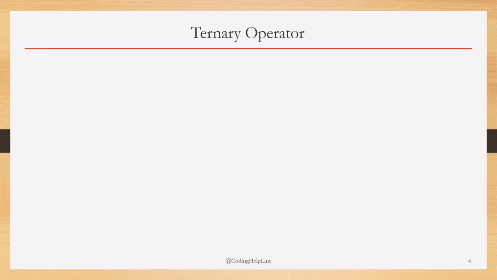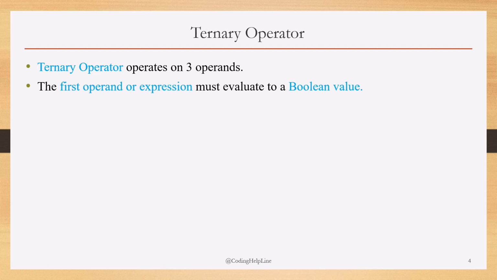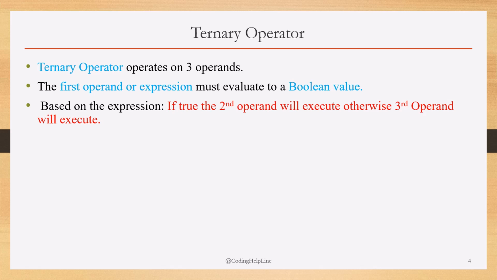Ternary operator. Ternary operator operates on three operands. The first operand or expression must evaluate to a Boolean value, and it is a logical expression that helps us decide which of the second and third operand will execute. If the first operand is true, the second operand will execute. If the logical expression evaluates to false, the third operand will execute.